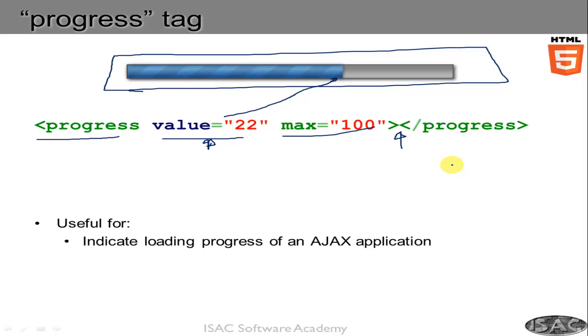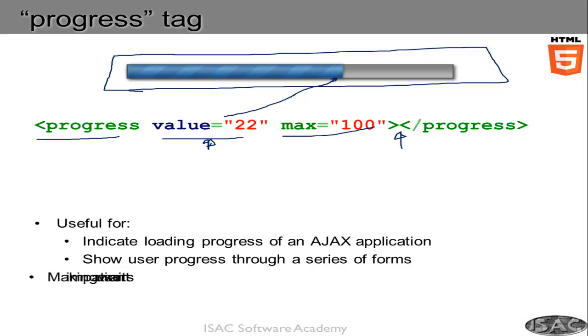Something is loading, so you can slowly display the progress, or show the user progress through a series of forms. Let us assume that the user is submitting 20 forms, then every time the user submits a form, in a sequence of 20, you can keep showing the progress bar that now you are almost 20% complete, now you are almost 30% complete, now you are almost 40% complete. So with the series of forms you filled up, you can do that.